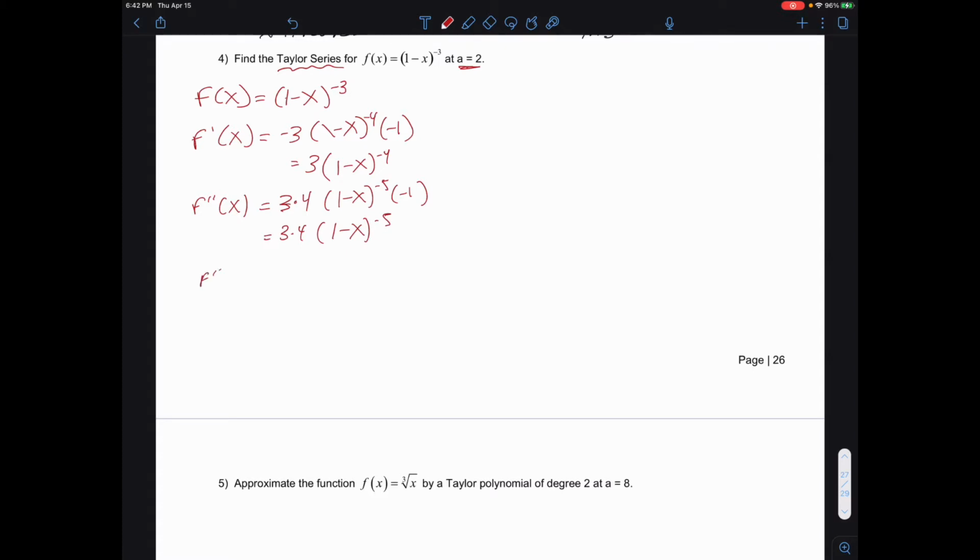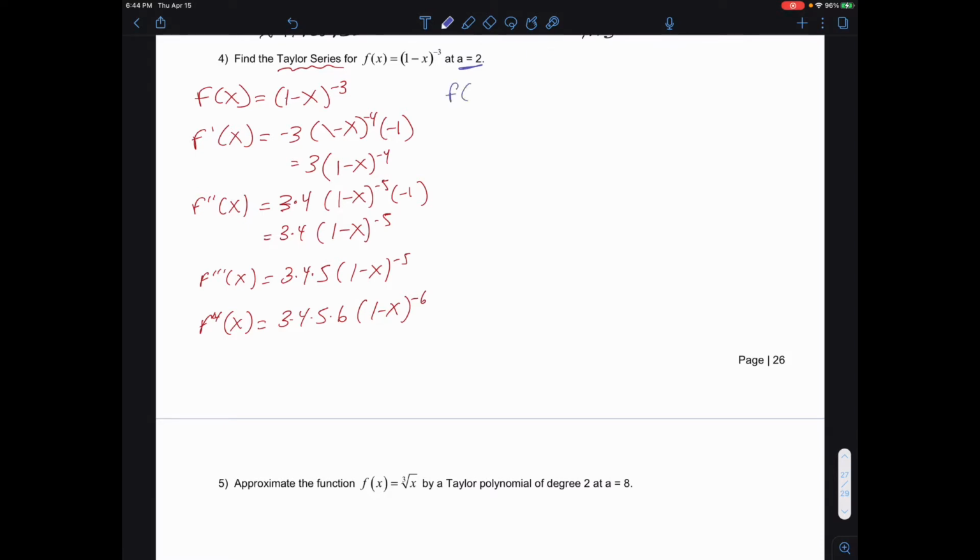And the third derivative, I won't do them anymore. I'll just remind you that that was 3 times 4 times 5 times (1 minus x) to the negative 6th power. And the fourth derivative was 3 times 4 times 5 times 6 times (1 minus x) to the negative 7th power. Now that we have our Taylor series derivatives, we need to evaluate those derivatives at a equals 2 this time.